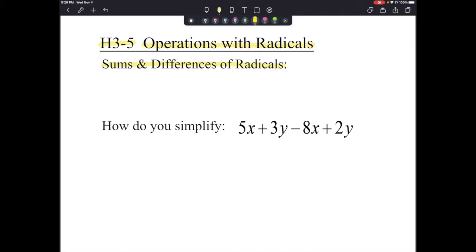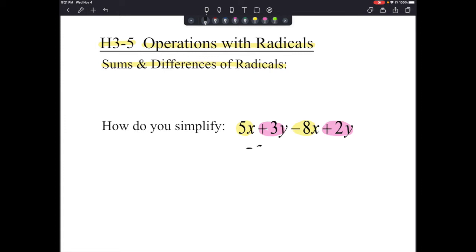It says, how do you simplify an expression that looks like this? 5x plus 3y minus 8x plus 2y. We've been in math long enough to know that we are just going to combine our like terms, right? We have a positive 5x, a negative 8x, and then a positive 3y and a positive 2y.